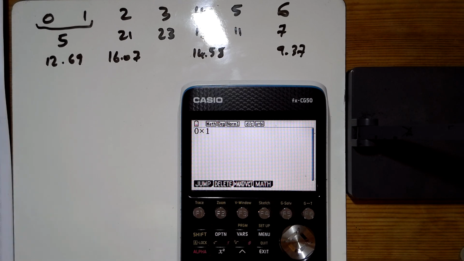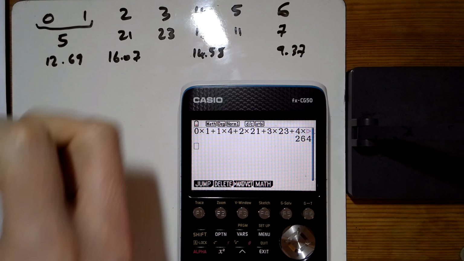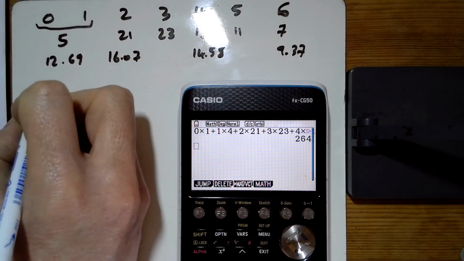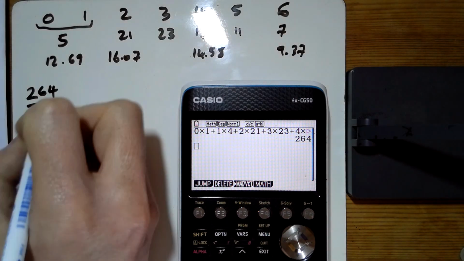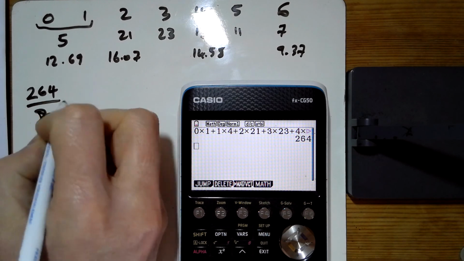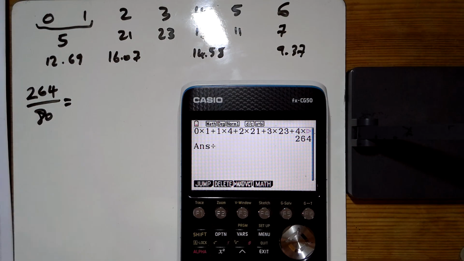Say I've got one square with no oak trees in. I've got 4 squares with 1. I've got 21 with 2. I've got 23 with 3. I've got 13 with 4. 11 with 5. And 7 with 6. That gives a total number of oak trees of 264, and there were 80 different squares, weren't there? So if we divide that by 80, gives us 3.3 as the average per square.